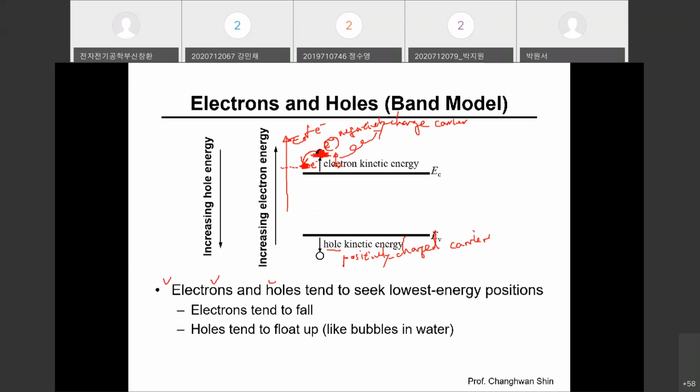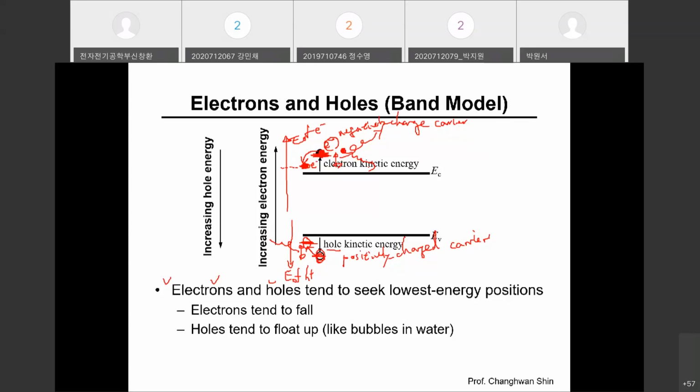It's quite opposite. Once a hole is seeking the lowest energy position, it means the minus y direction is increasing hole energy. So if there is an empty state here, this hole would prefer to take this energy state, and this energy difference will be lost as heat usually. So in the energy band diagram, a hole looks like a bubble in a water bottle, and the electron is like a stone, which is just moving downward.